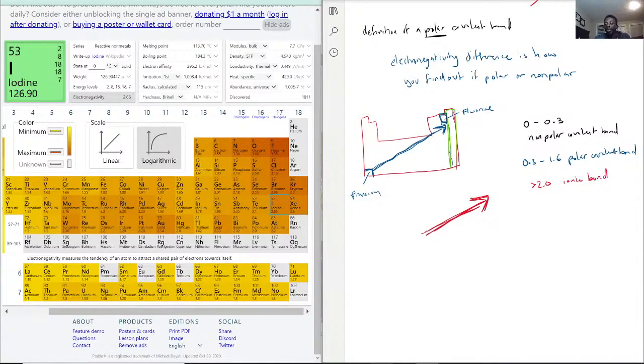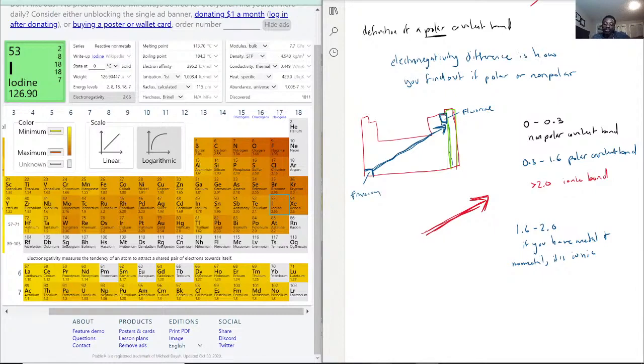Now you're probably wondering, what happens between 1.6 and 2? It's not a rule set in stone. Pretty much, if you have a metal and non-metal, it's ionic. As we discussed, an ionic bond is metal and non-metal bonded together. But there are some strange situations where you have a value that's still greater than 2.0, but it's still going to be a polar covalent bond because it's still two non-metals.